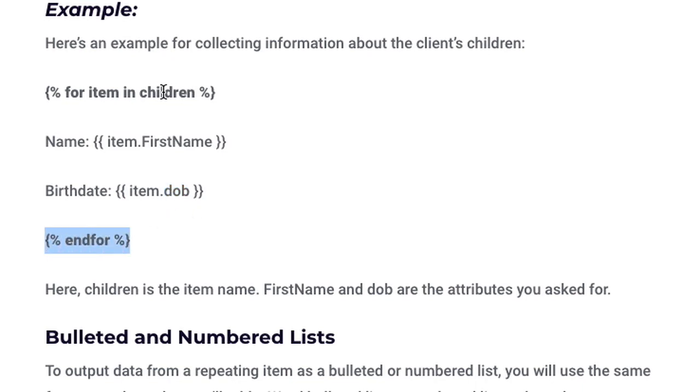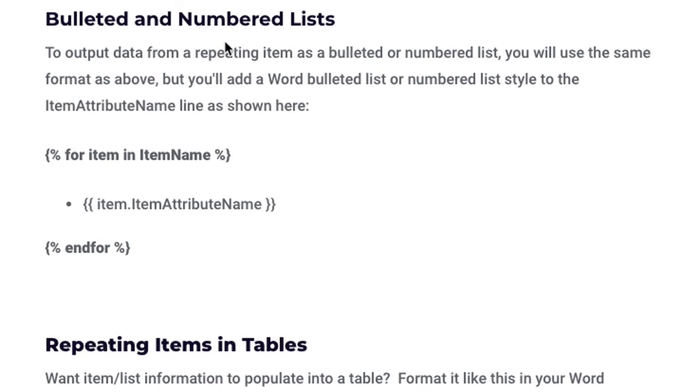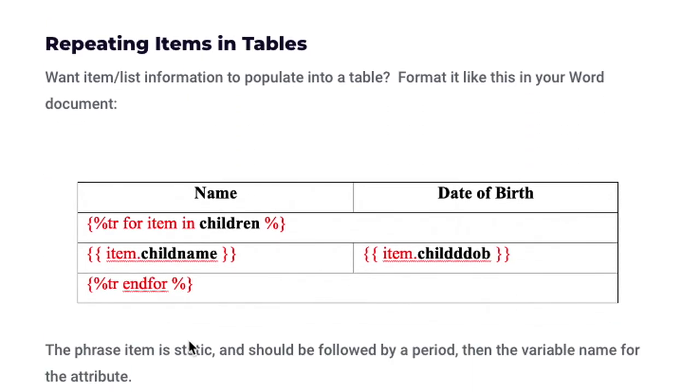And now for every child, it's going to say name of the first child, birth date of the first child, name of the second child, birth date of the second child, and so on until you reach the limit of your repeating items. Similarly, we can add bulleted and numbered lists. So if you wanted every single one of those items to be on a bullet, you just add a bullet point, or you could add a number here and they would all be placed on different lines. We can also put these in tables, and there's a lot of other formatting options as well. But for the purposes of this video, we just wanted to show you what this for and end for syntax actually means.